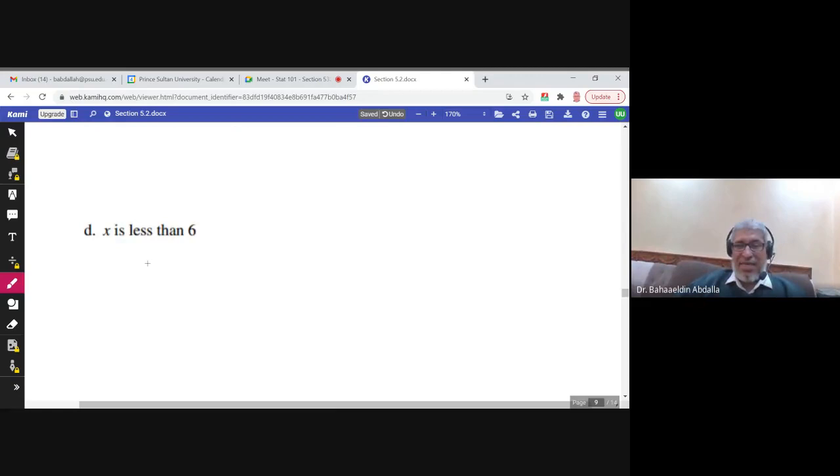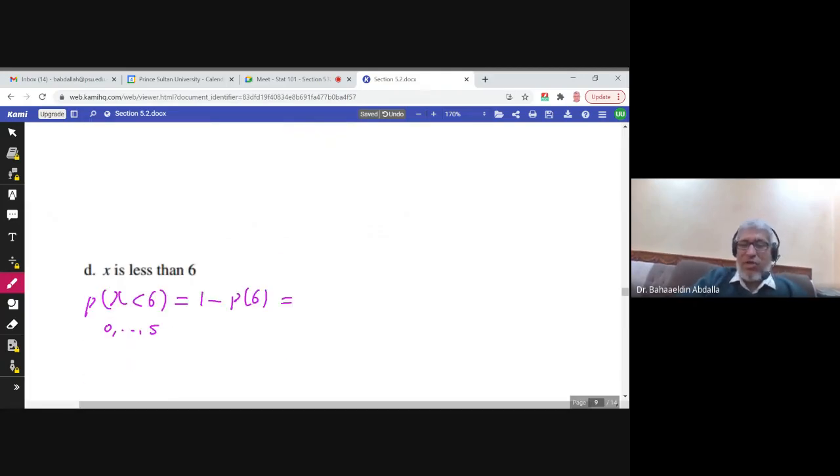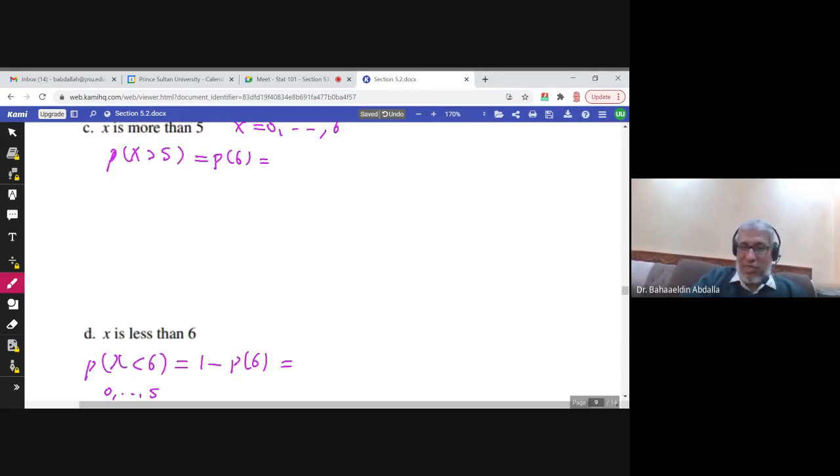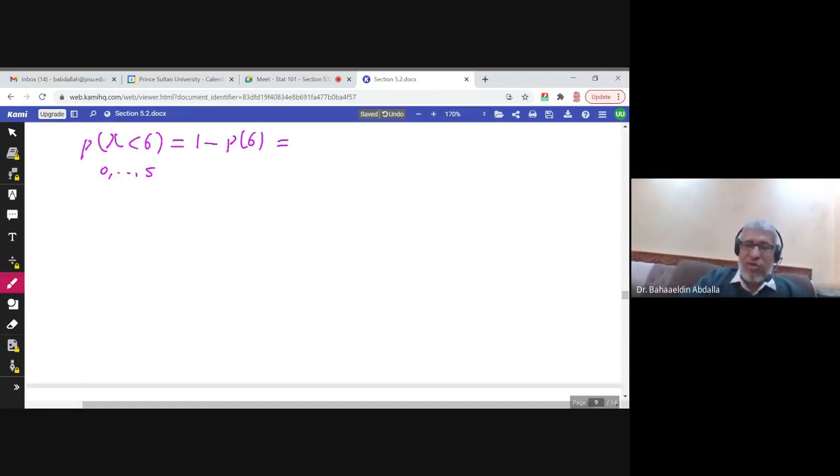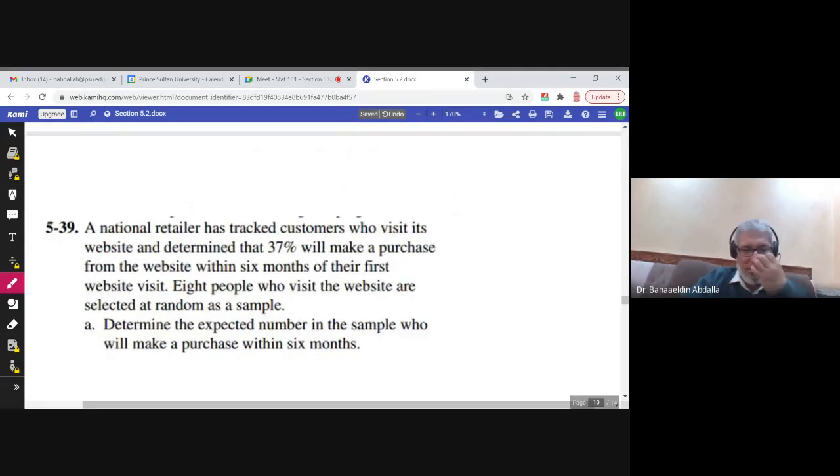X is less than 6. Well, the probability of x less than 6 means from 0 to 5. From 0 to 5, everything but 6. So I can write this as 1 minus the probability of 6. And the answer of part C, you put it here, 1 minus that answer. So this is the complement also of part C.